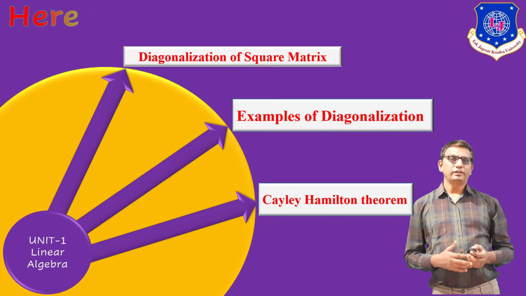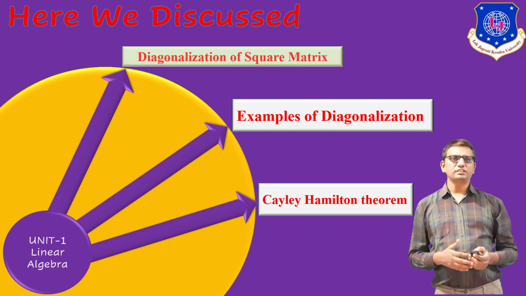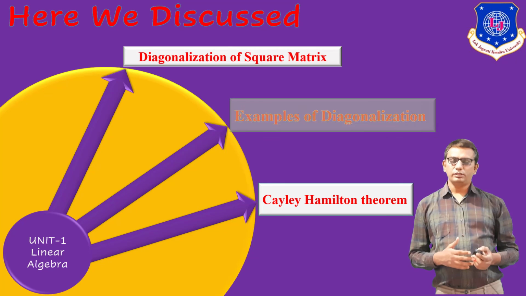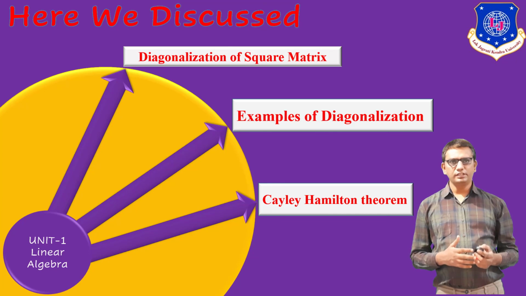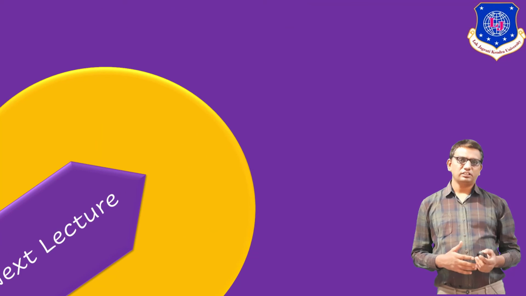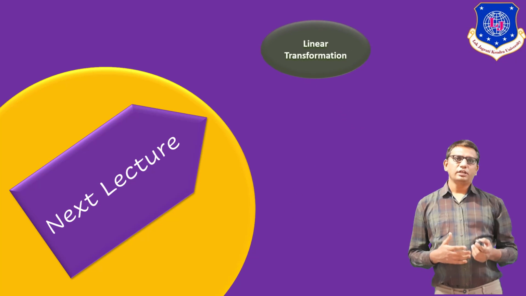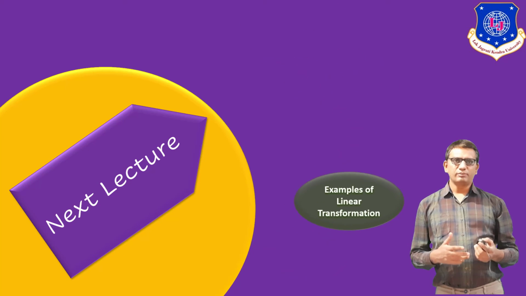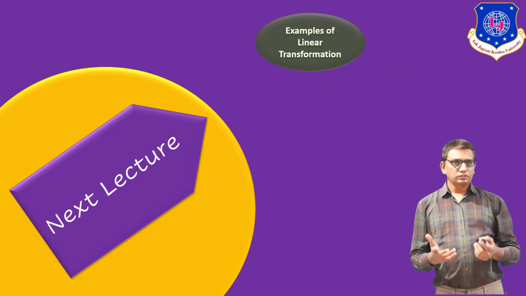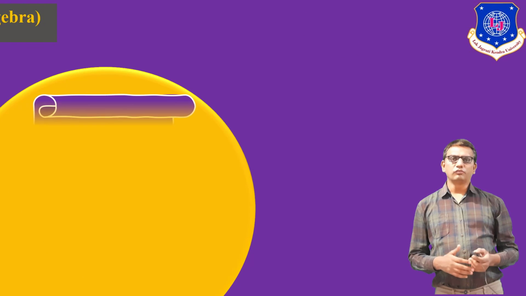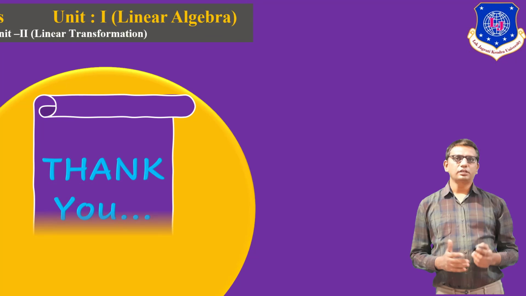So we have already discussed the diagonalization of square matrices, examples of diagonalization, the Cayley-Hamilton theorem, and so on. In the next lecture we will discuss the concept of linear transformation and its examples from unit number 2 of linear algebra.